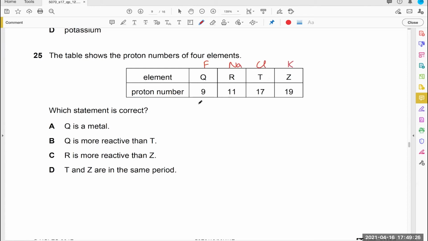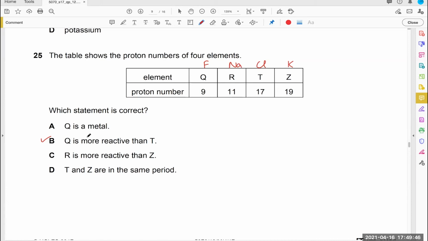So let's see. Q is more reactive than T. That is true. Fluorine is more reactive than chlorine. R is more reactive than Z. Actually, the bigger the metal atom, the faster it reacts, the higher the reactivity. So K is a bigger atom than sodium, so this is wrong.